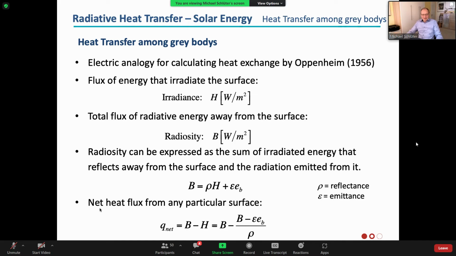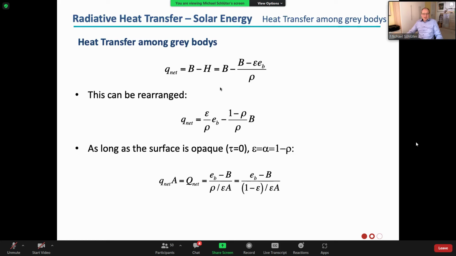And now we can calculate the net heat flux again from any particular surface, and this is radiosity minus the irradiance. We already talked about this difference. It is the same as with the radiation that we talked about for black body and gray body emissions. So we need B minus H, and now we can set in here our equation for B, and then we end up with B minus ε E_B divided by ρ.